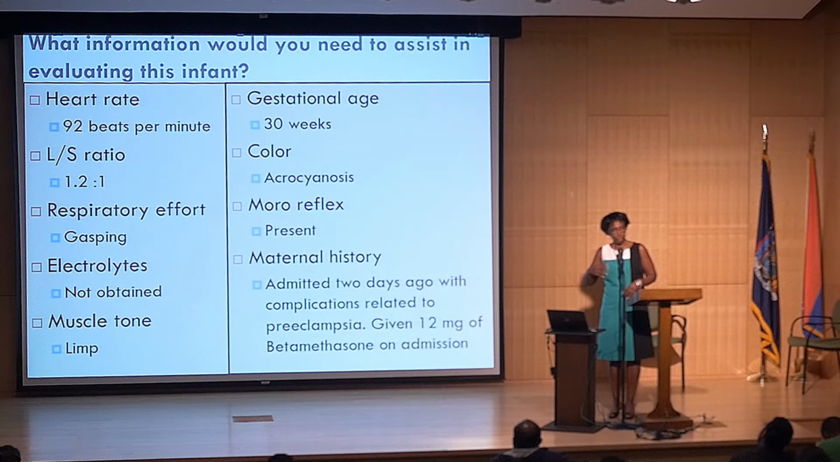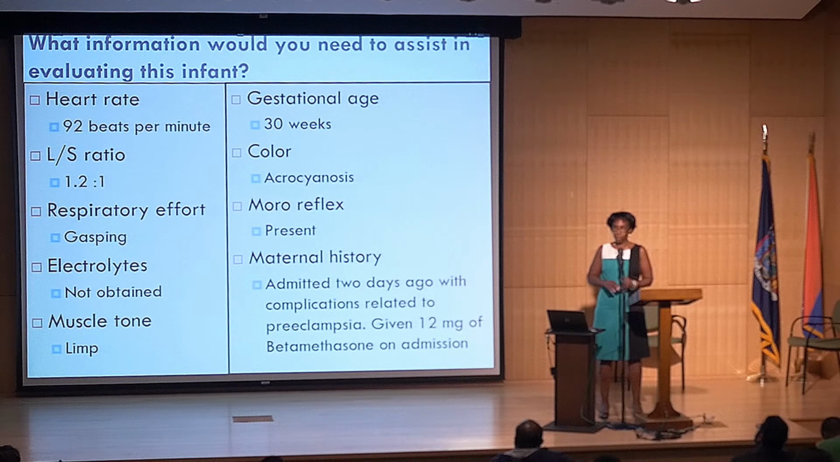So if there's less blood flow going to the baby, or if there's a problem with oxygenation with the mother, then that means the baby's going to be affected in regards to the oxygenation that they're receiving. And then also the mom got 12 milligrams of betamethasone on admission. So betamethasone is a steroid that helps to mature the lung of the baby. So that's a good thing for you to know.